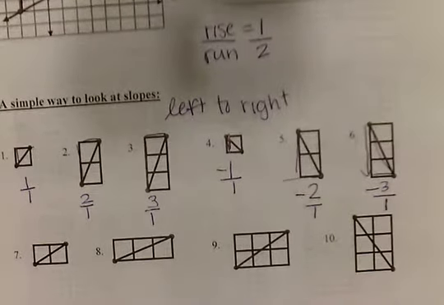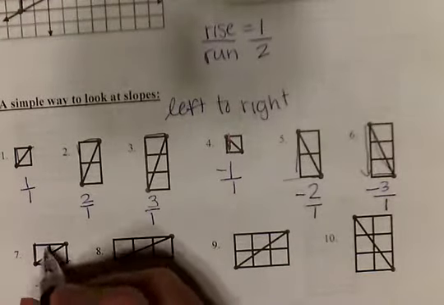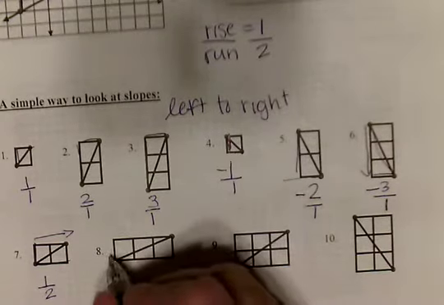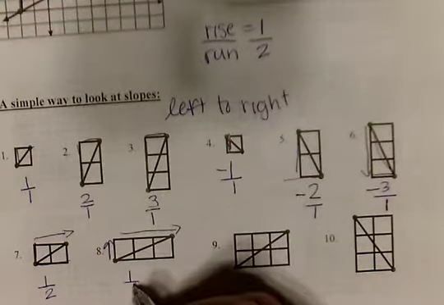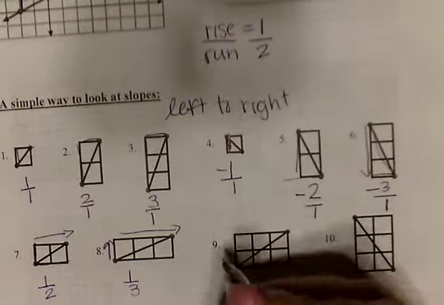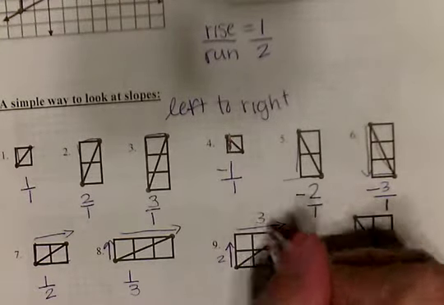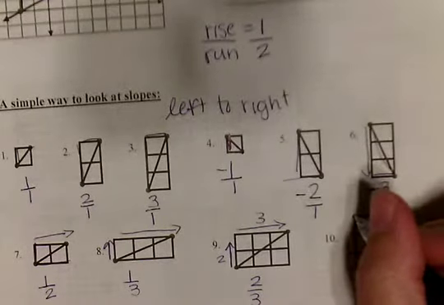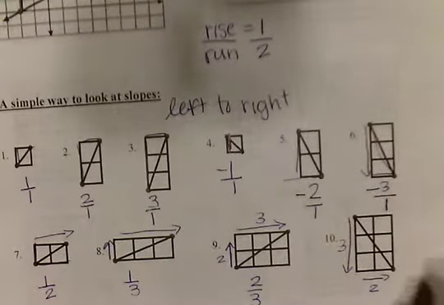For the second row, number 7, you are going left to right, so we had to go up 1 and over 2. Number 8, up 1 and over 3. Number 9 is up 2 over 3. Number 10, left to right, we have to go down 3 and over 2. So that would be -3 over 2.